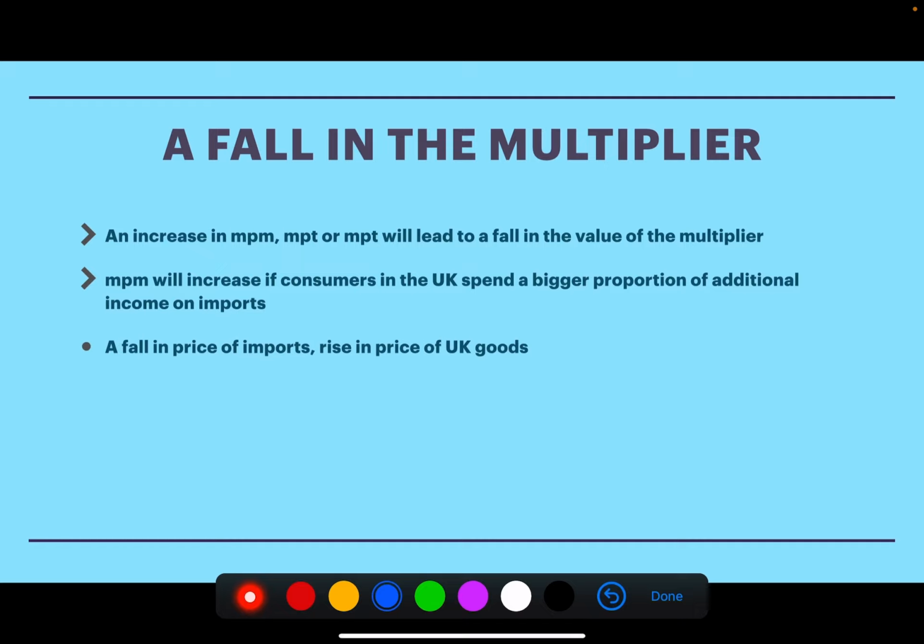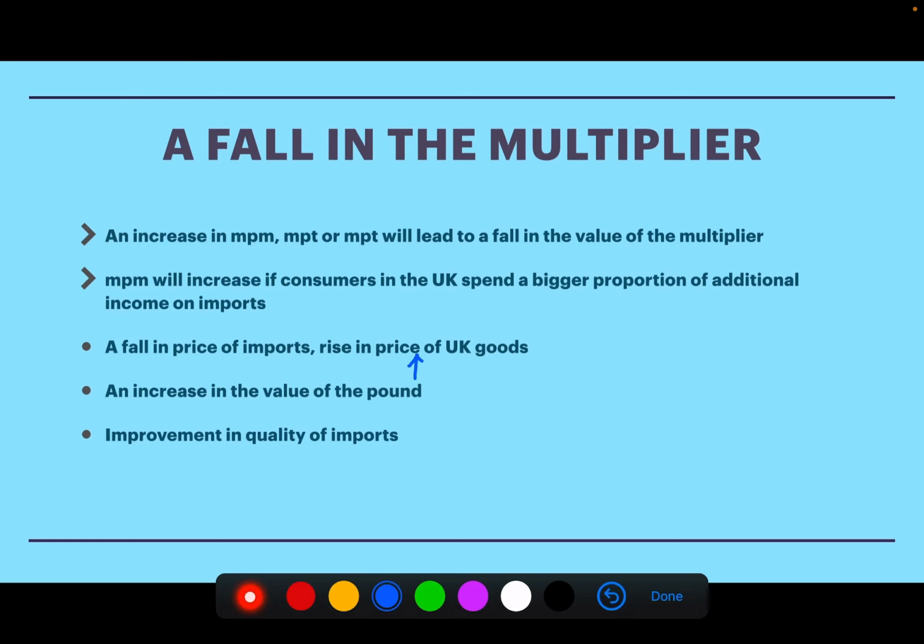What's going to cause them to do that? Well, if imports become relatively cheaper, so that could be imports becoming cheaper or UK goods becoming more expensive, that's going to persuade consumers to spend on the imports rather than the UK goods. So the marginal propensity to import will increase. An increase in the value of the pound will do exactly as this first point here, because an increase in the value of the pound will make UK goods more expensive, it will make foreign goods cheaper. So that will have the same effect.